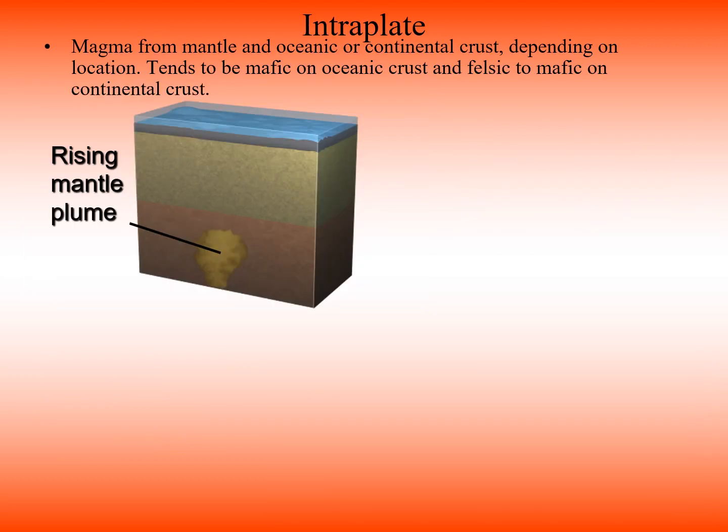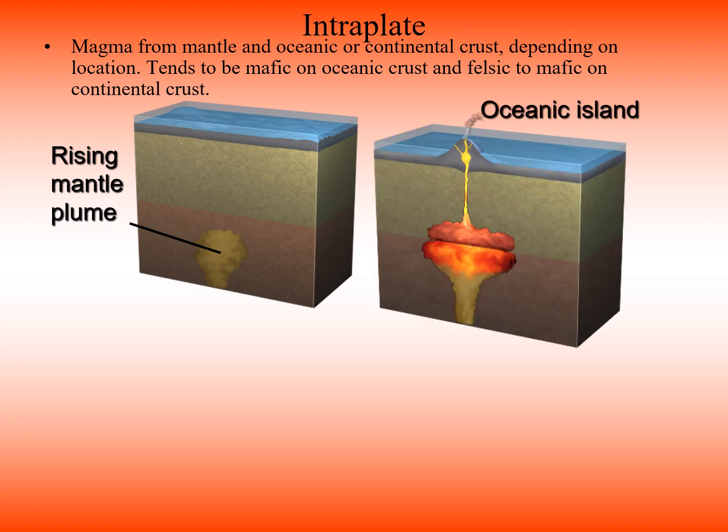And then intraplate, again, they tend to be mafic on the oceanic crust and felsic to mafic on continental crust. So Hawaii has mafic, and then a place like Yellowstone, were it to erupt, because it's over a hot spot too, that would be more felsic and mafic, so more intermediate.